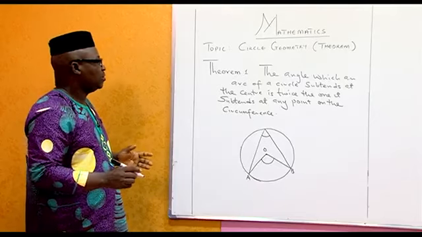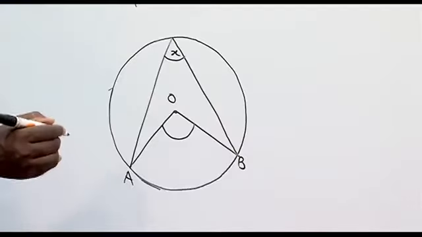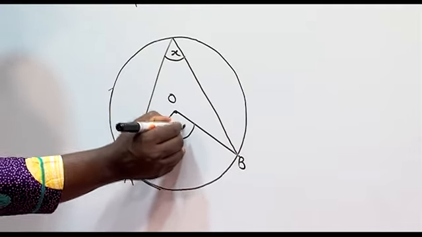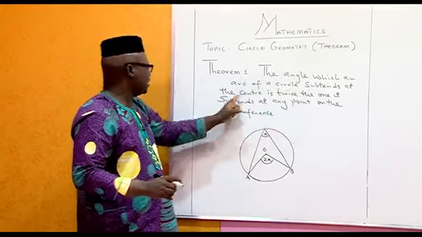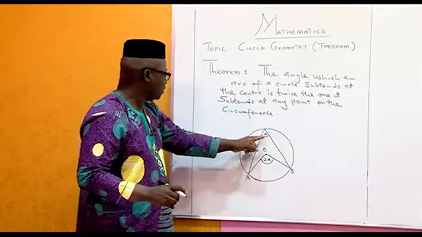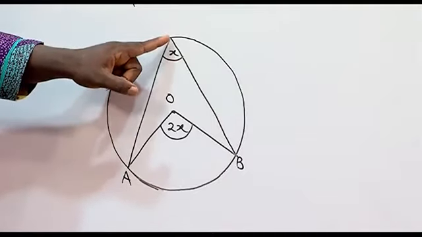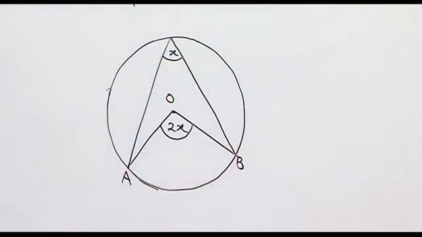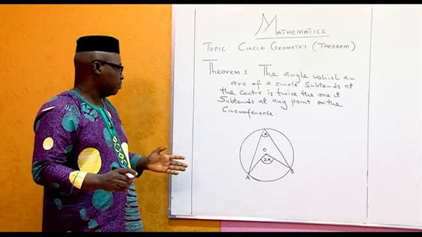What this theorem is telling us is that if this angle at the circumference is x, the one at the center will be 2 times x, because the theorem says the angle which an arc of a circle subtends at the center is twice the one it subtends at any point on the circumference. Take note of the fact that it could be any point, not necessarily here. I can have it here, I can have it here, I can have it here. So this is the diagram to illustrate this particular theorem.